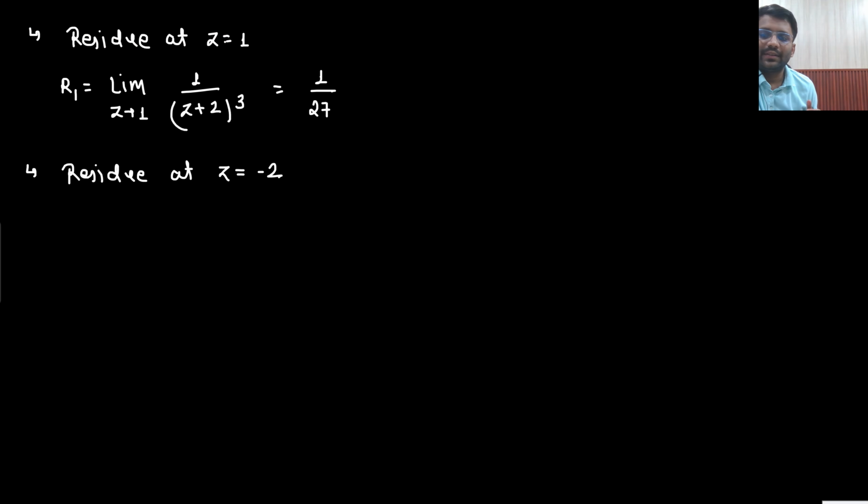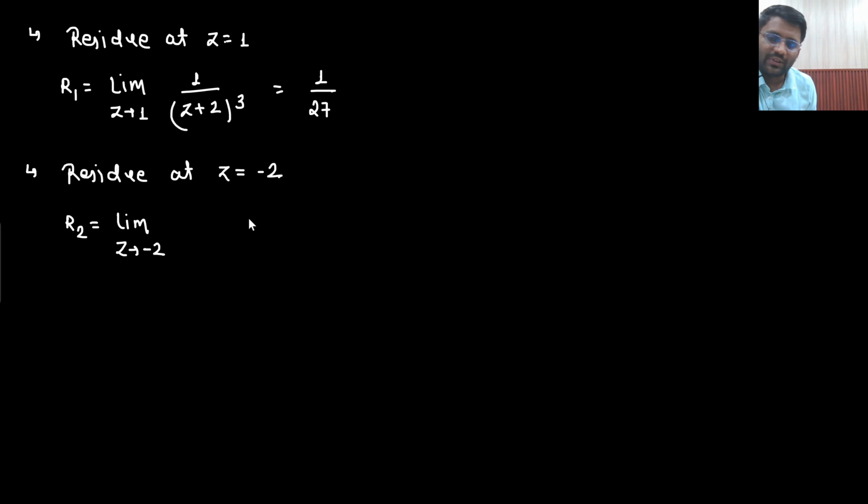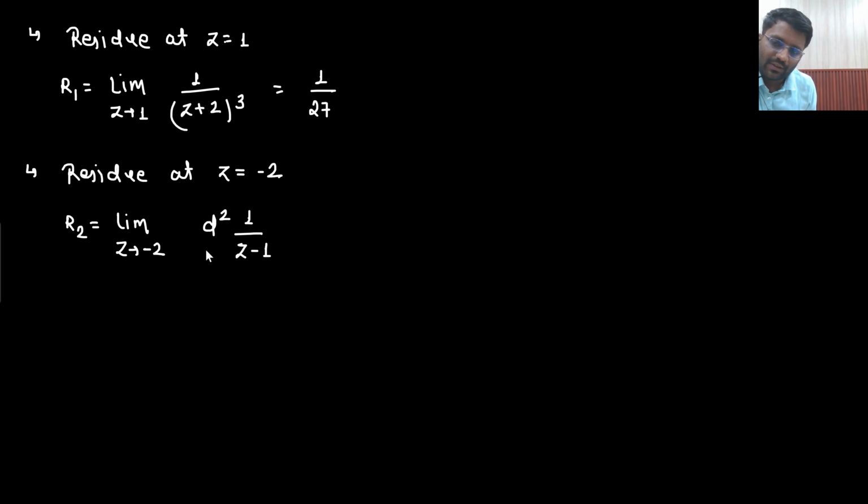So residue at z equals to minus 2, that would be R2 equals to limit z tending to minus 2. Now sir, this guy is repeating. Whoever is the problem, remove that guy. What will you be left with? 1 upon z minus 1. But sir, this particular guy was repeated 3 times. So what you need to do? You need to differentiate 2 times, and then divide by 2 factorial.